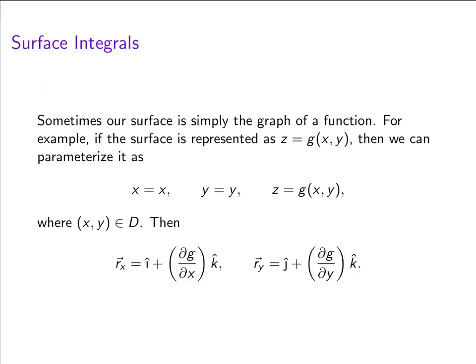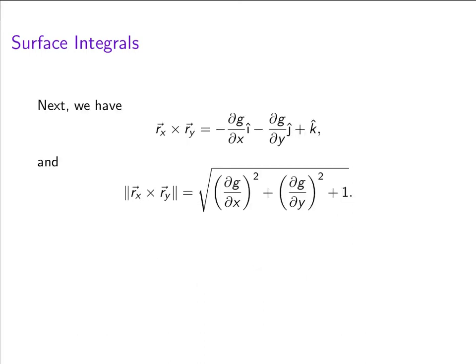Then if we think of this parameterization as a vector function, then the derivatives with respect to x and y are these things. So r sub x is equal to i plus dg by dx k, and r sub y equals j plus dg by dy k. And if we cross those and compute the length, we'll get the square root of dg by dx squared plus dg by dy squared plus 1.